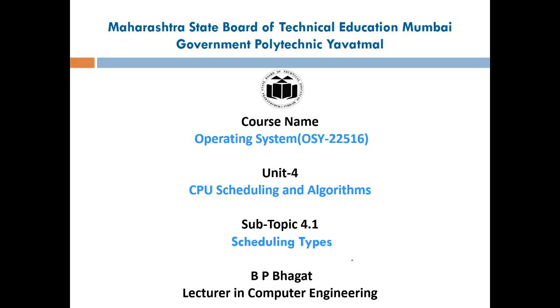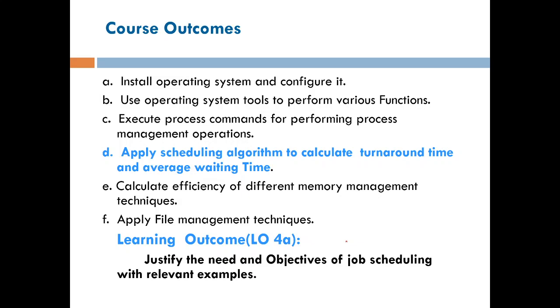Dear student, in this session we will discuss subtopic 4.1 scheduling types from unit number 4, CPU scheduling and algorithms. The course outcome is you will be able to apply the scheduling algorithms to calculate the turnaround time and the average waiting time. The learning outcome is you will be able to justify the need and objectives of job scheduling with some relevant examples.